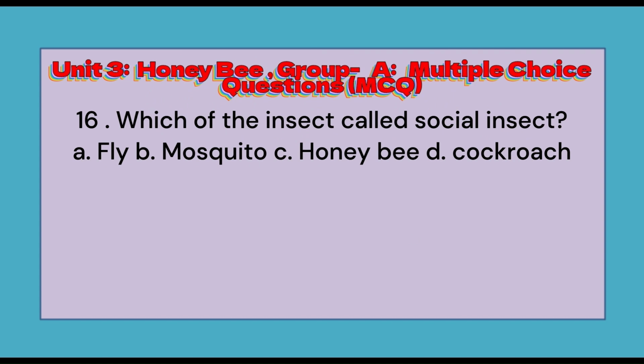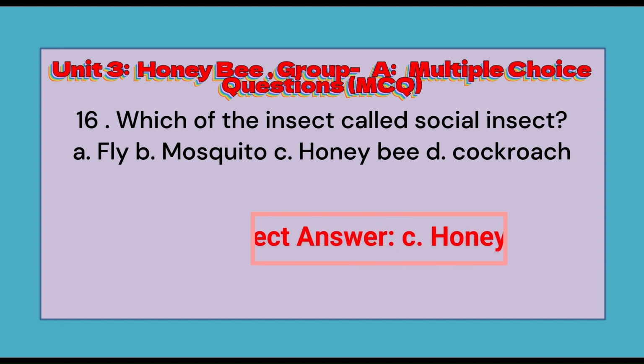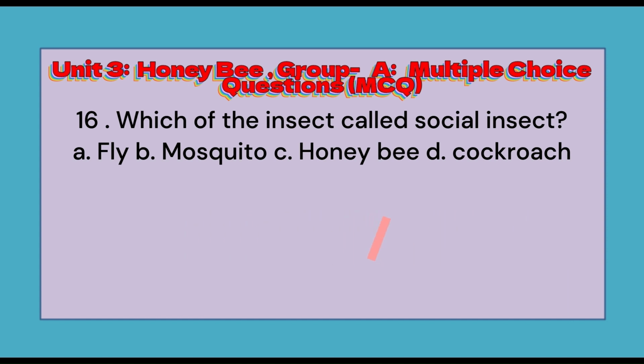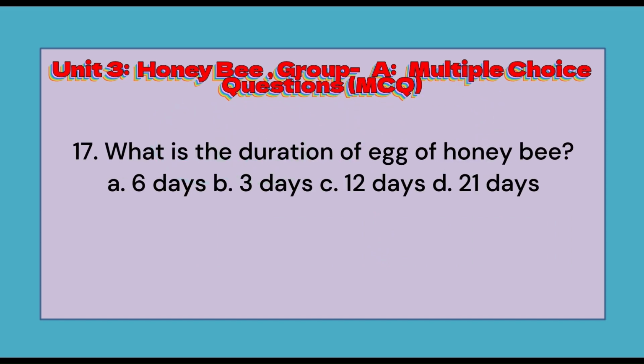16. Which of the insect called social insect? A. Fly. B. Mosquito. C. Honeybee. D. Cockroach. Correct answer: C. Honeybee. 17. What is the duration of egg of honeybee? A. 6 days. B. 3 days. C. 12 days. D. 21 days. Correct answer: B. 3 days.